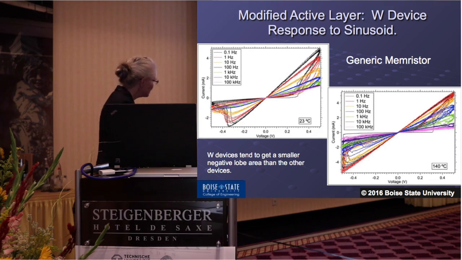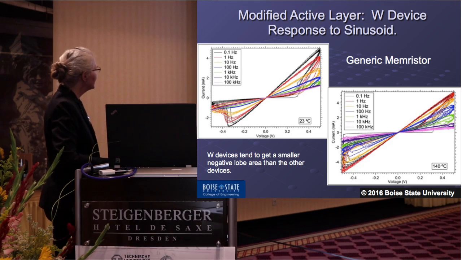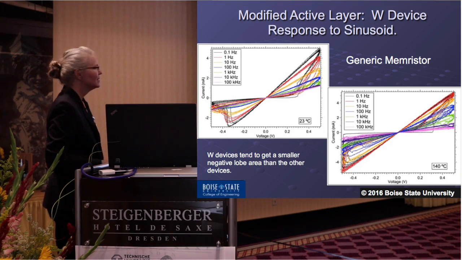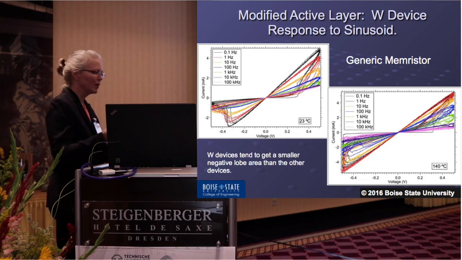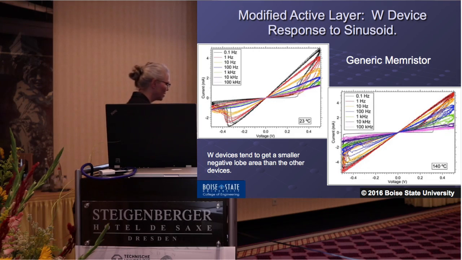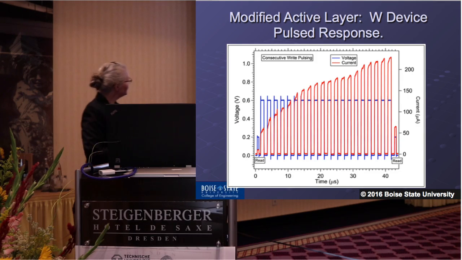And I did want to point out that the tungsten devices tend to get a smaller negative lobe than positive lobe. So it gets to be a little uneven as you operate these, and we're still trying to understand what's going on with that. And you've seen this one earlier.